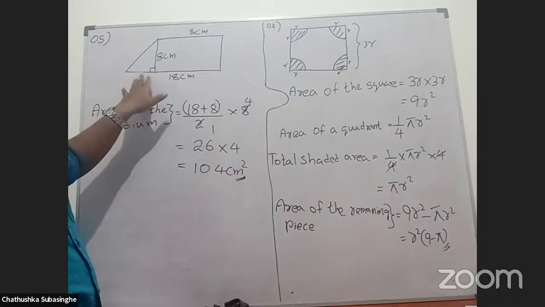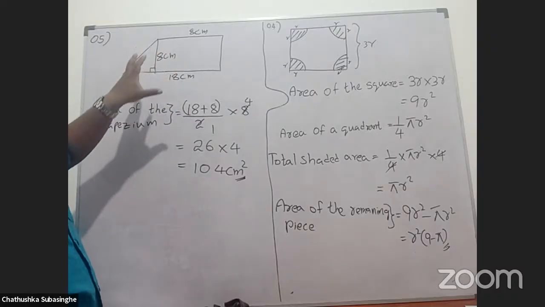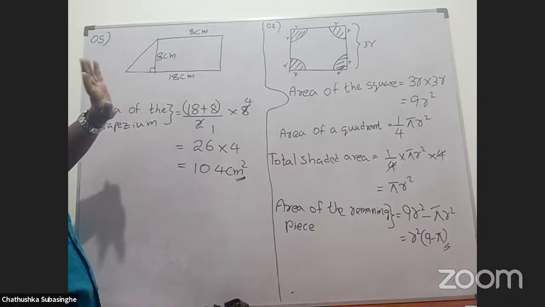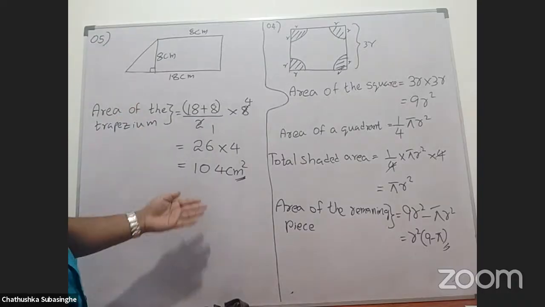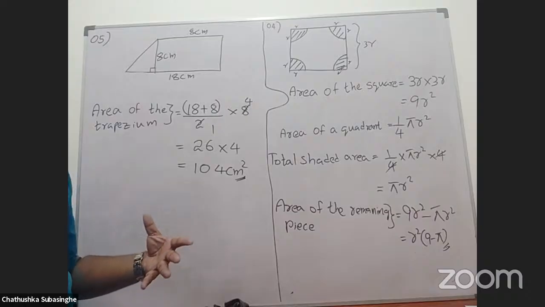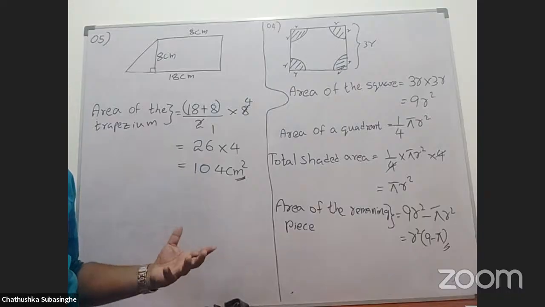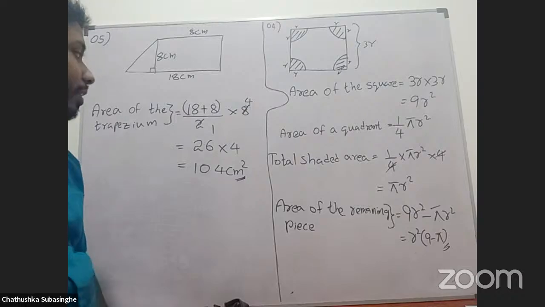If you have worked out this question by taking this triangle and rectangle separately and adding their areas together, that is also fine. You will be getting the same answer, but remember, this is a 2-mark short answer question, which means you have to work out the question with the least number of steps, okay? Because you can't waste your time on these kinds of small questions, right?